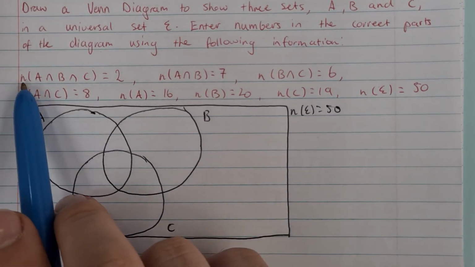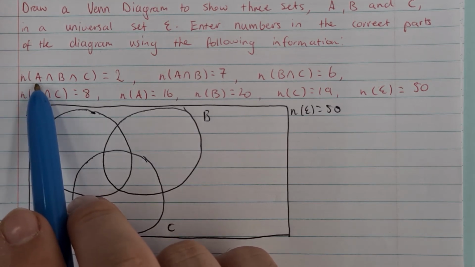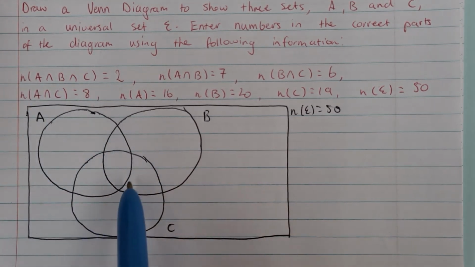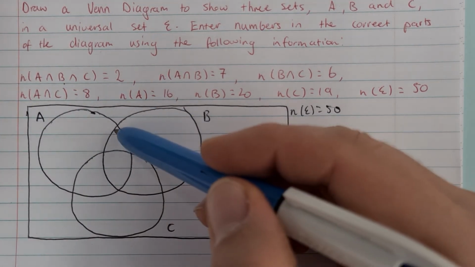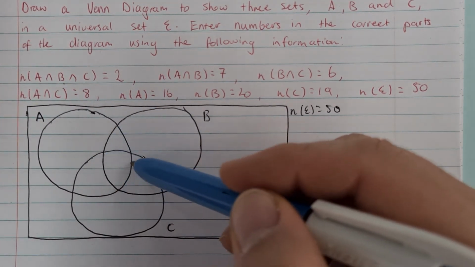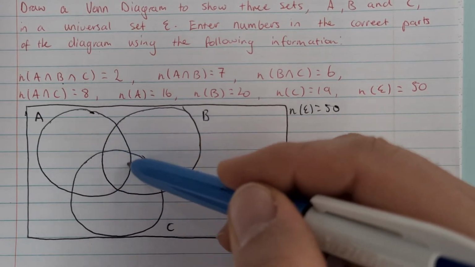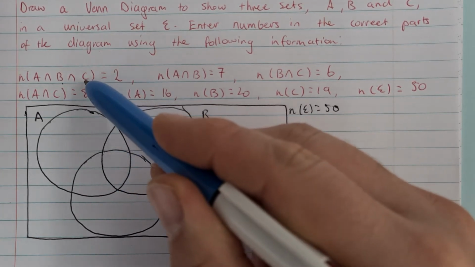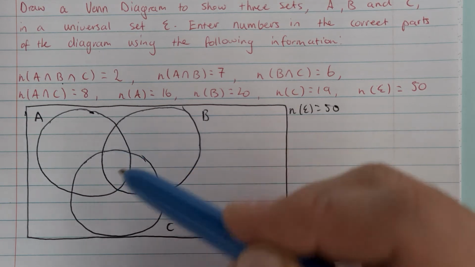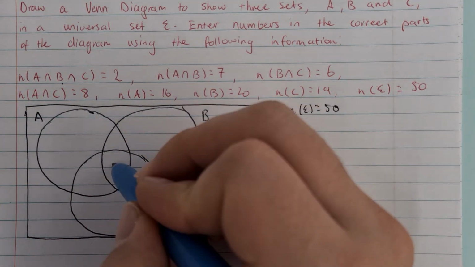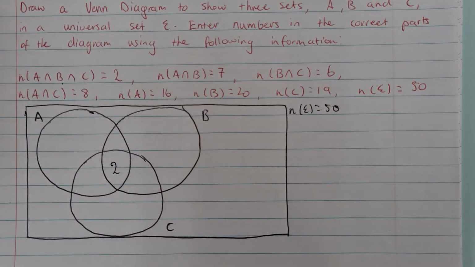We've got the number of elements in A, so we're just considering A at the moment, intersection with B. So now we're considering this intersection between A and B, this little ellipse here. And it's also the intersection with C. So we're looking at the very center where all three of these sets intersect. And the value is 2. So we can slot a 2 straight in there.